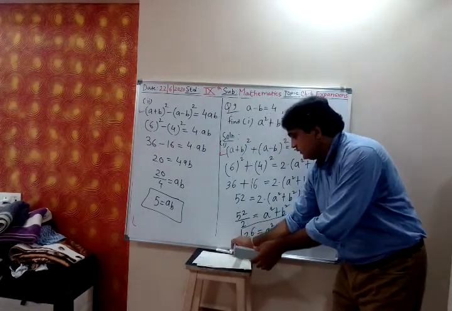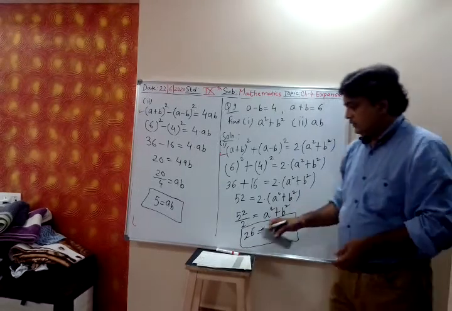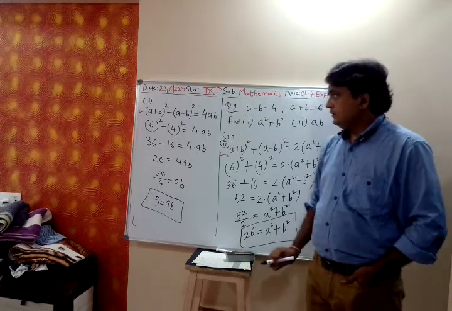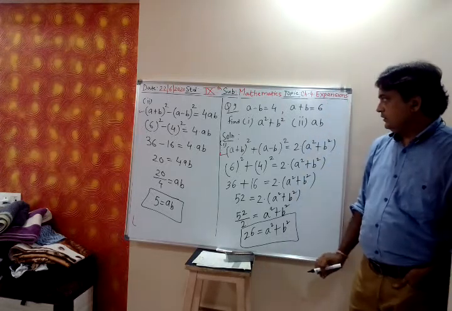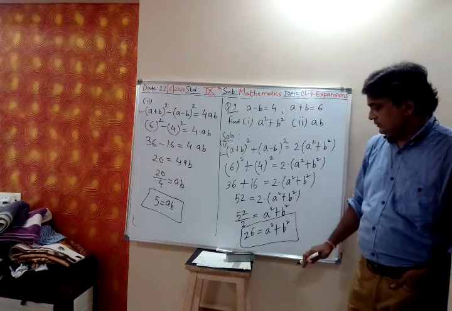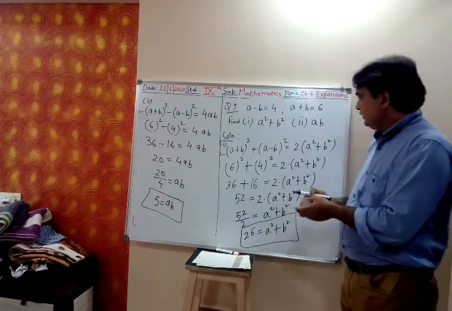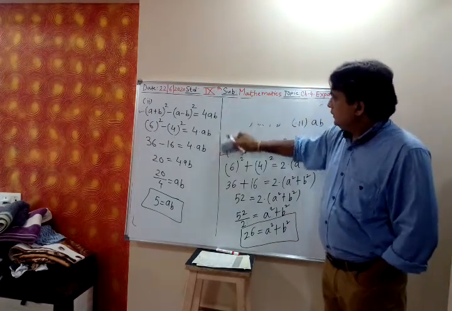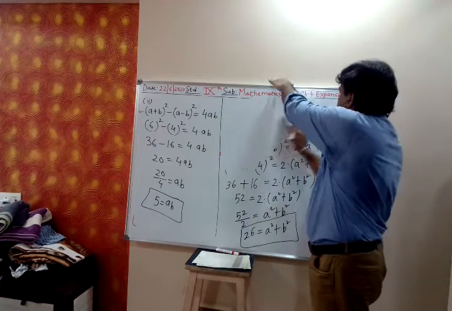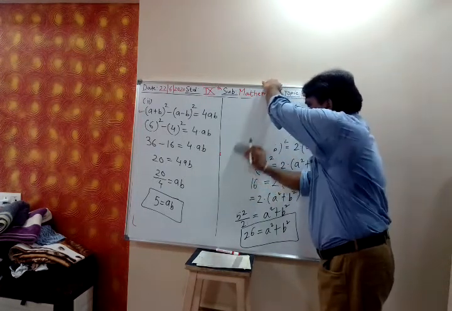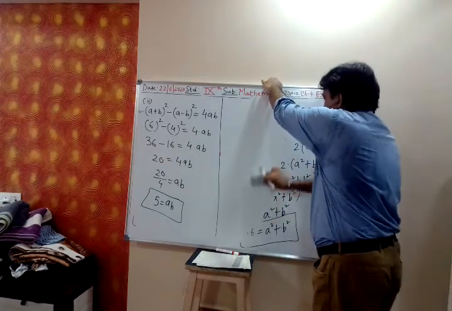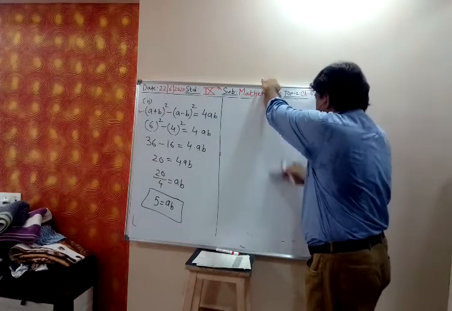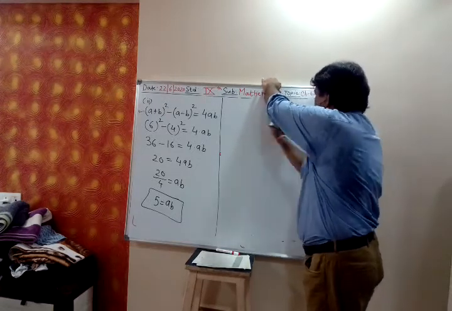Now let us go to the 10th one. In this expansion chapter, whichever 5 formulas we have written, each formula you should write at least 20 times and make it perfect.